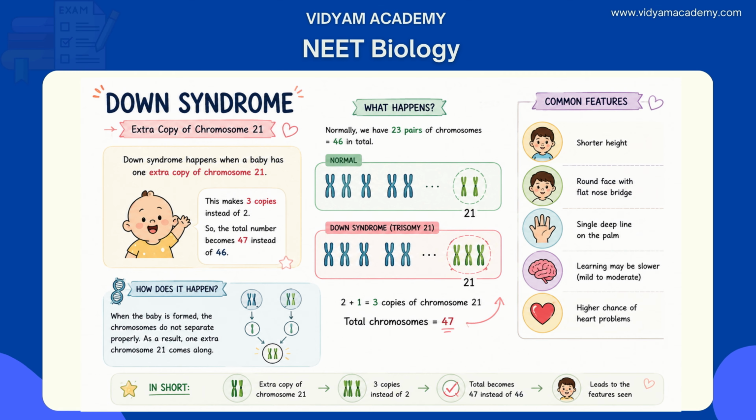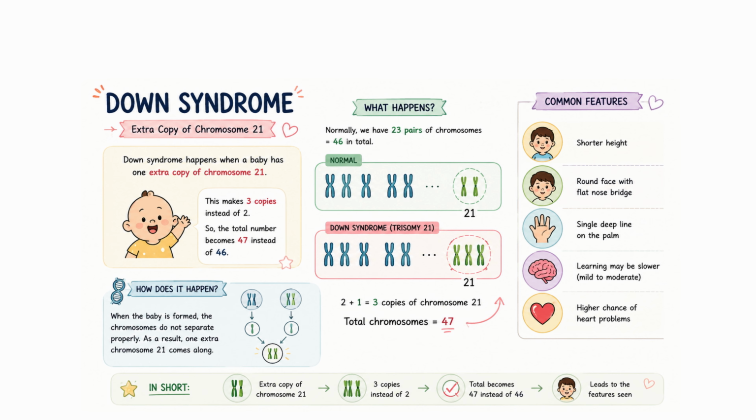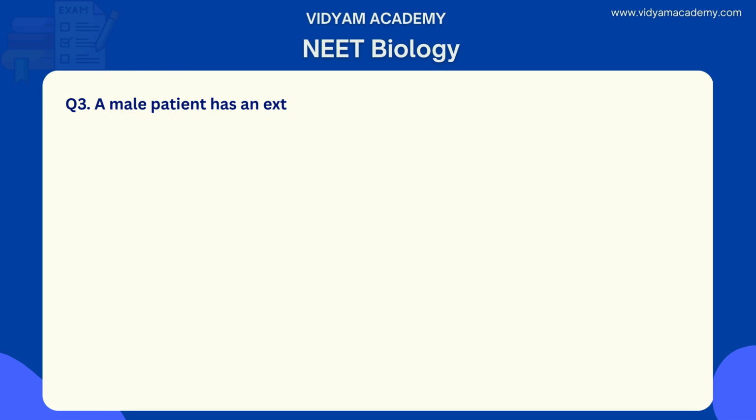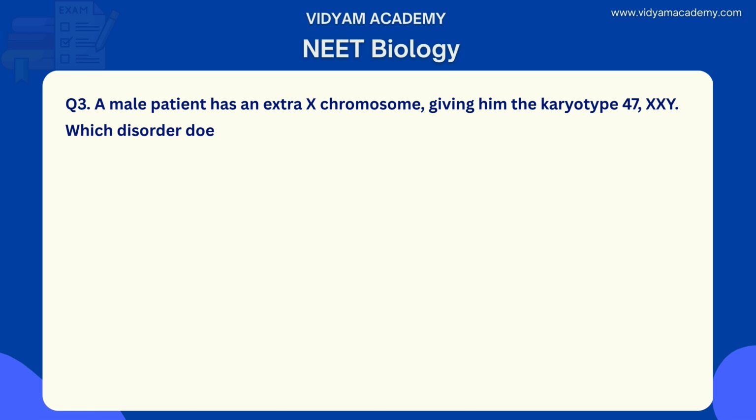That's why option B, trisomy of chromosome 21, so total 47 chromosomes, is the right answer for this question. Question number 3. A male patient has an extra X chromosome, giving him the karyotype 47 XXY. Which disorder does this describe, and what are the key characteristics of this?